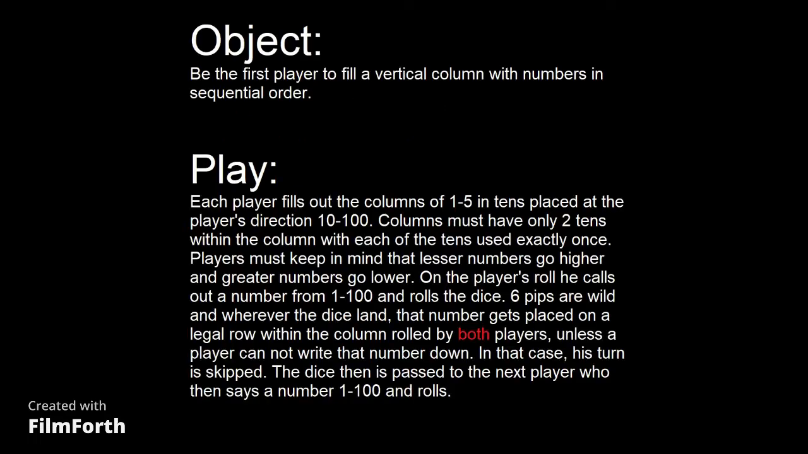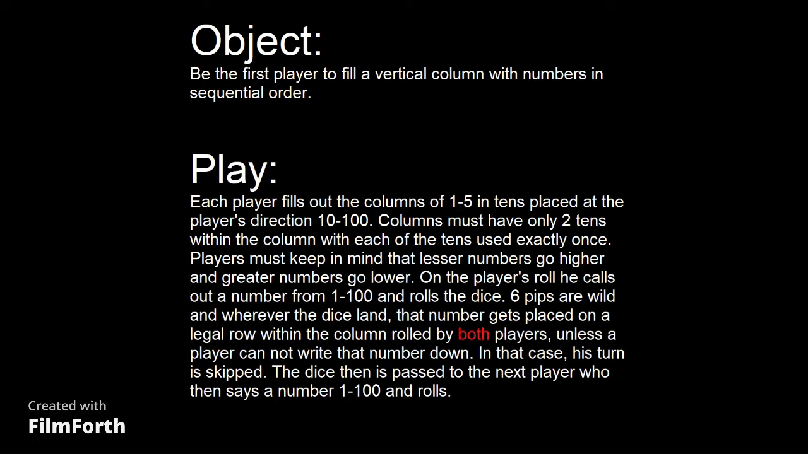So the object is to be the first player to fill a vertical column with numbers in sequential order. That basically means one can be at the very top of the column, and it could go all the way down to, say, 100 on the bottom. Greater numbers must go below lesser numbers. Lesser numbers must go above greater numbers.